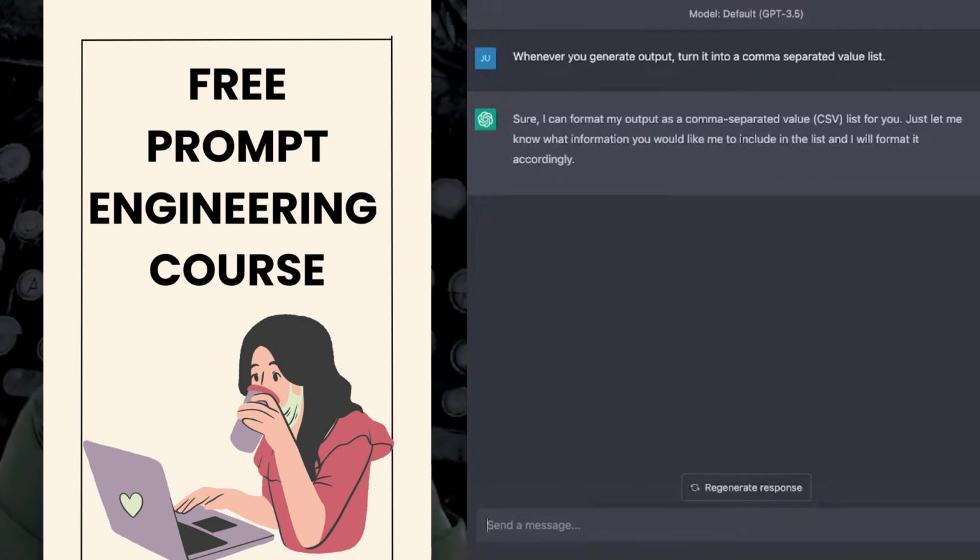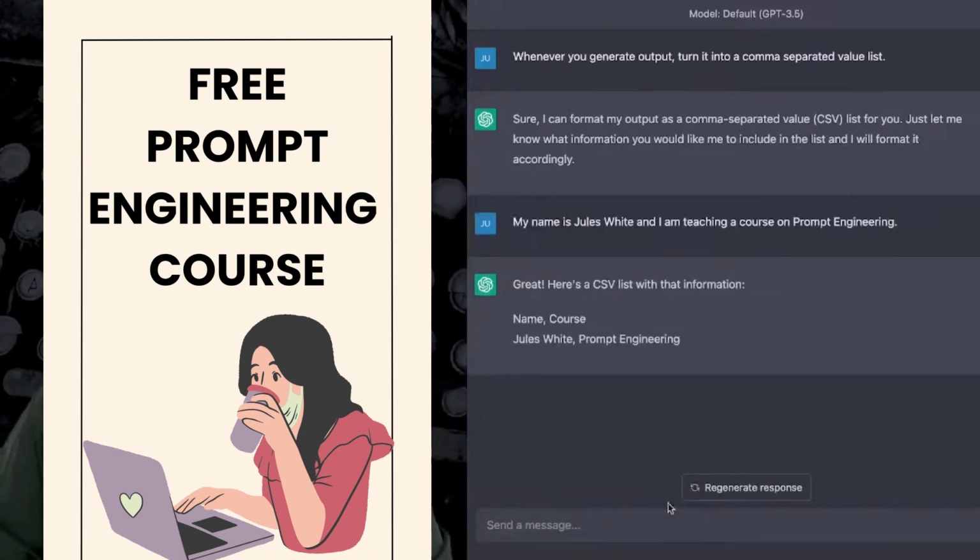So now ChatGPT says, sure, I can do that, I can output my format. So I'm going to write in, my name is Jules White and I am teaching a course on prompt engineering. And so what we can see is it creates a comma-separated value list. We're essentially creating a table with two columns, name and course, and it decides that the first column is going to be name, which is me, and the second column is going to be prompt engineering, which is my course. Now notice it decided, which is kind of interesting, what the columns were going to be. I didn't tell it.